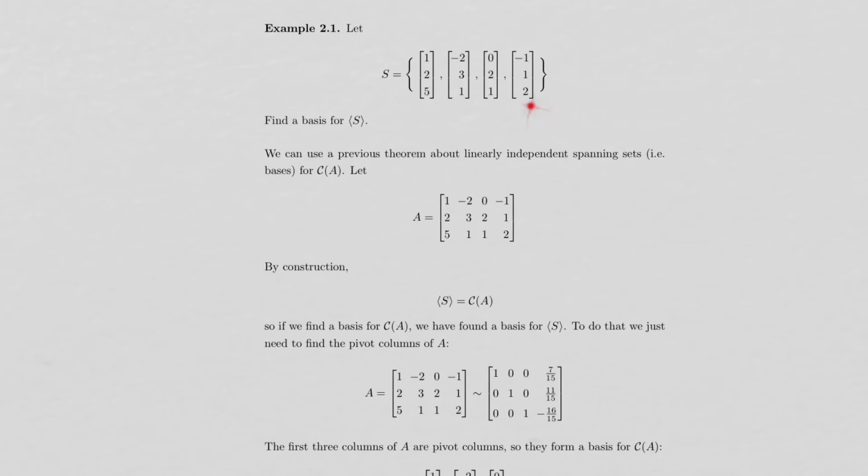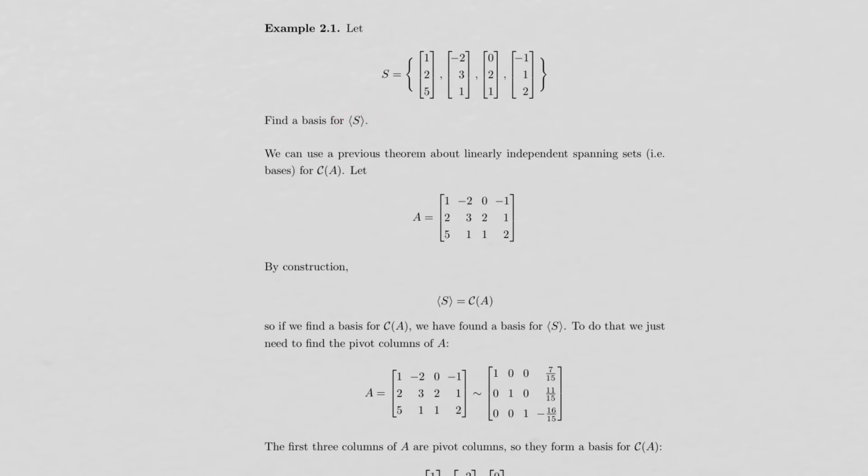So remember what this means. The C with A in parentheses, this is the column space of A, and the column space of A is the span of the set of column vectors of A. Well, S is the set of column vectors of A by construction. In other words, we constructed A to be that way so that the span of S is equal to the column space of A. So this question is asking us to find a basis for the span of S.